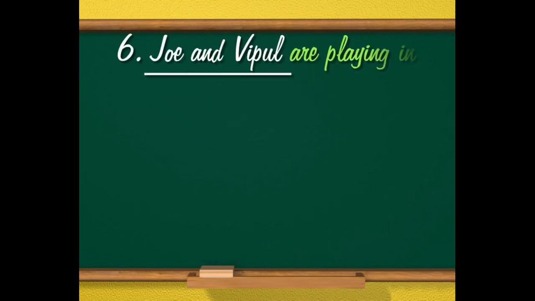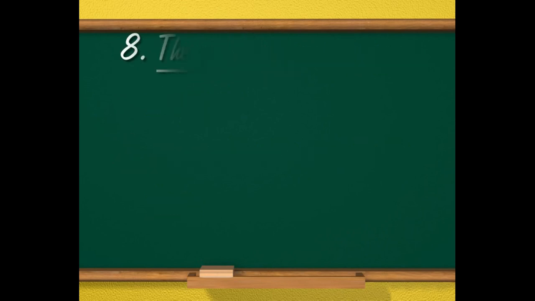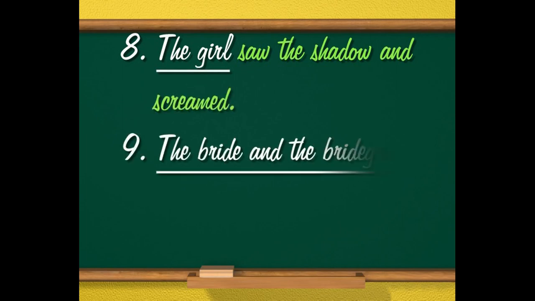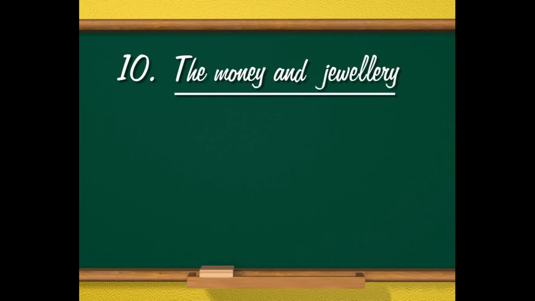Next. Joe and Vipul are playing in the garden. Next answer. Seema sat and waited for the train. Next. The girl saw the shadow and screamed. The next answer. The bride and the bridegroom arrived late. And lastly, the money and jewelry were taken out of the safe.